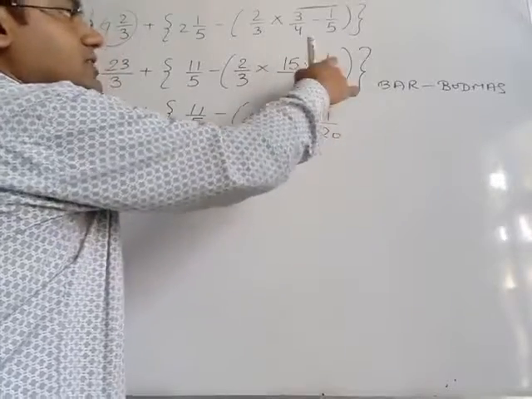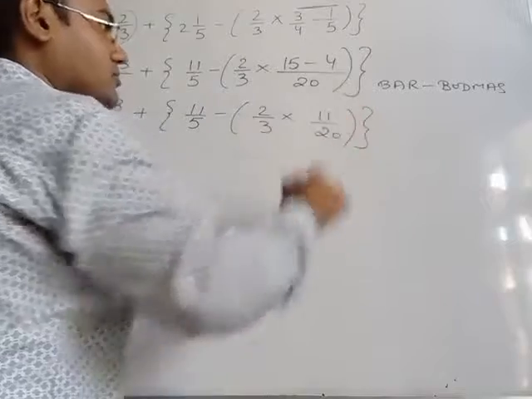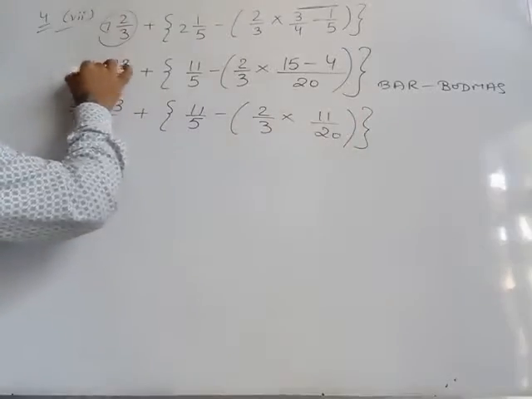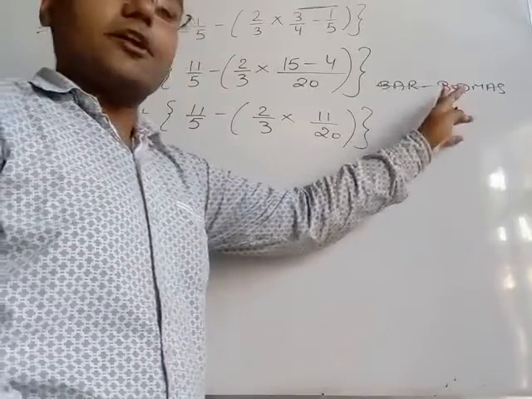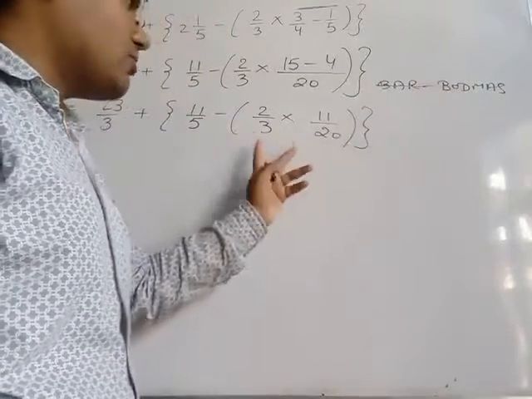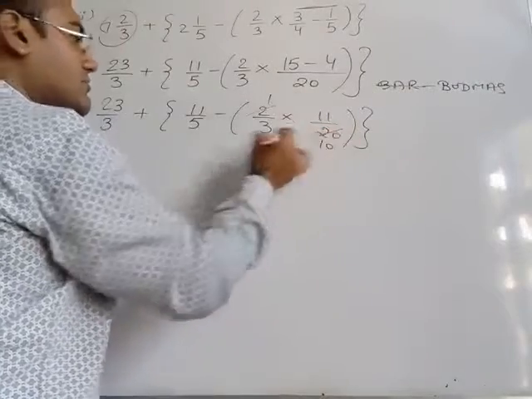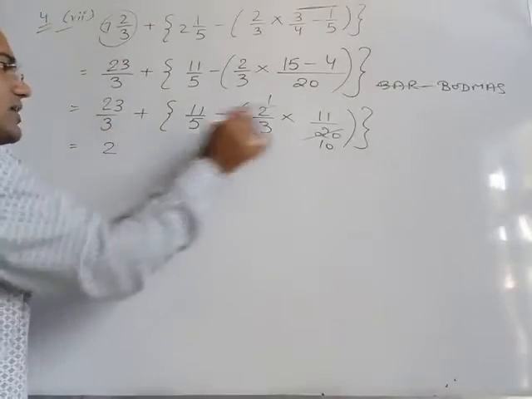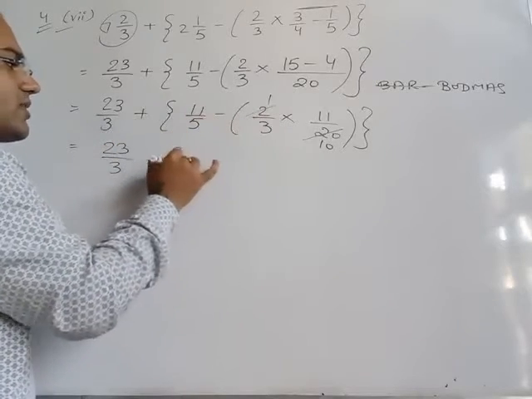Sorry, 15 minus 4, 11 upon 20, small bracket close, curly bracket close. Now this bar is over. Now we have to solve according to BODMAS. So we will solve the small bracket first. 2 and 20 both will get cancelled. On solving them, these numbers we have to write as it is.